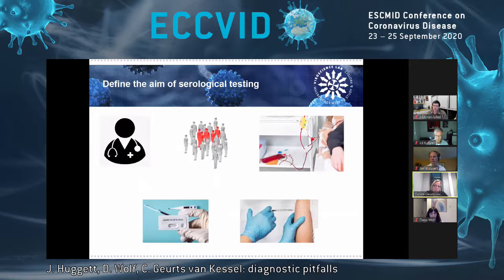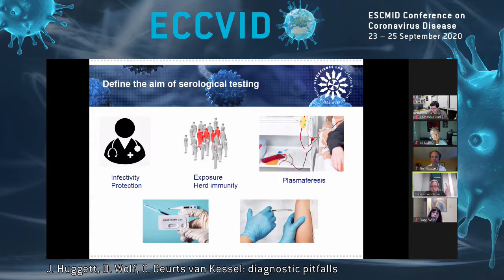Before going into these tests, I think it's extremely important to very well define the aim of the serological testing prior to selecting or choosing the assay which you want to use. For example, in our hospital, we look into the infectivity of individuals, and we want to see if an individual is protected. But of course, when looking in the population, you might think about herd immunity, and you just want to know if somebody is exposed.